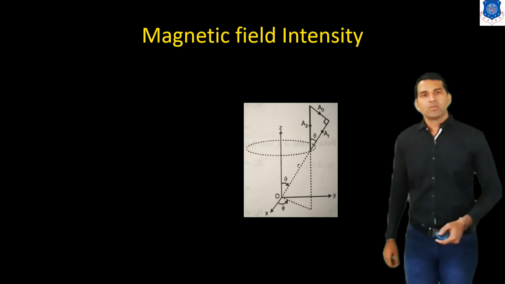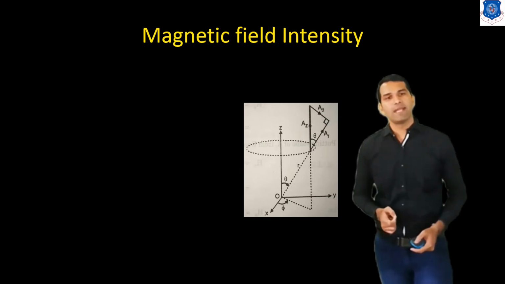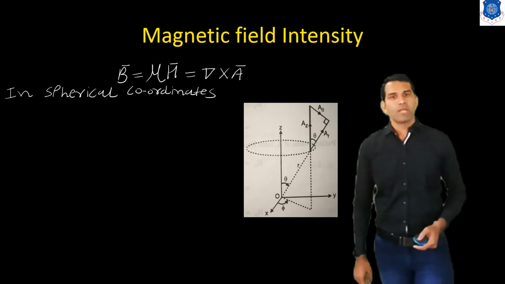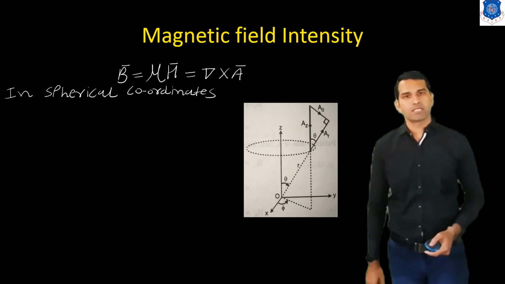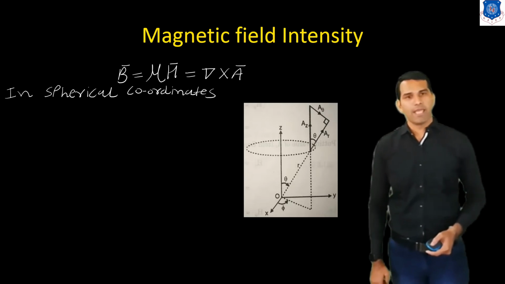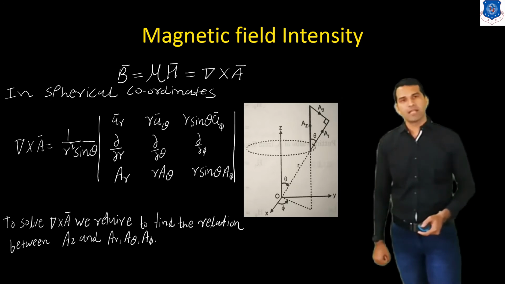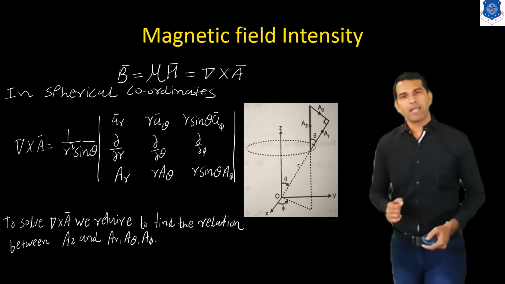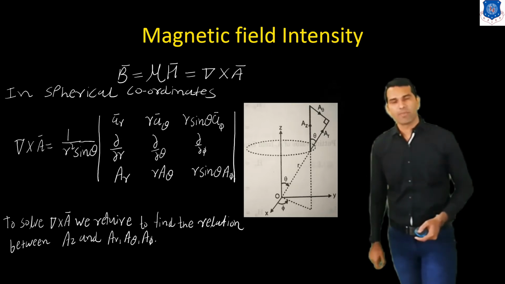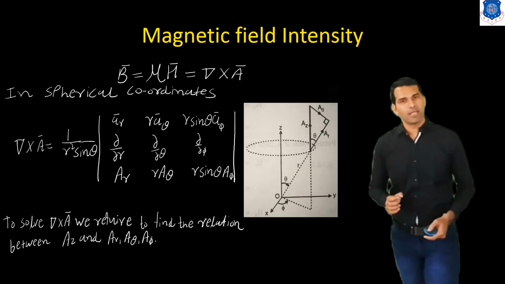Now the second one. To analyze this dipole antenna we have to find the magnetic field intensity. We can find the magnetic field intensity by using this equation: B equals mu into H equals del cross A. In spherical coordinate system, del cross A we can write as 1 upon r square sine theta determinant of ar, r a theta, r sine theta a phi, del by del r, del by del theta, del by del phi, and ar, r a theta, r sine theta a phi.